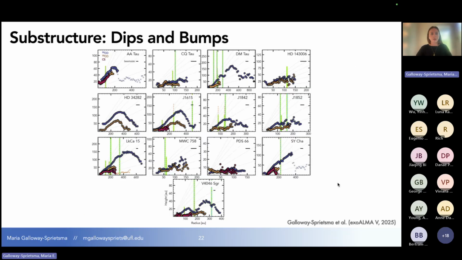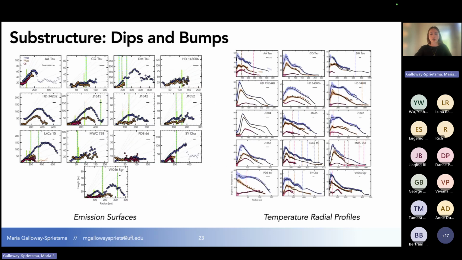So the next thing I want to talk about is some of the smaller scale substructure, which I'm just calling dips and bumps because that's what they are. I've highlighted them here in green in these emission surfaces, and you can see that they're pretty ubiquitous throughout all of these emission surfaces. We also see this substructure within the temperature radial profiles, as I've mentioned, and I have the dips highlighted here in dashed lines.